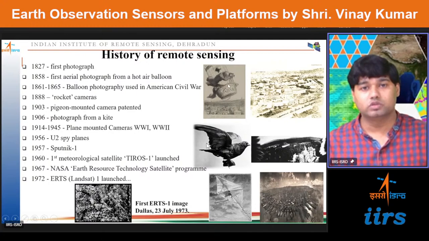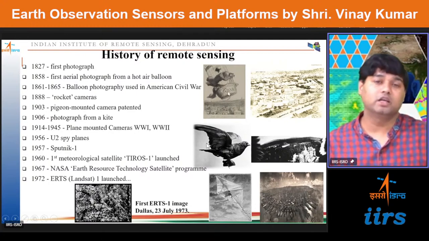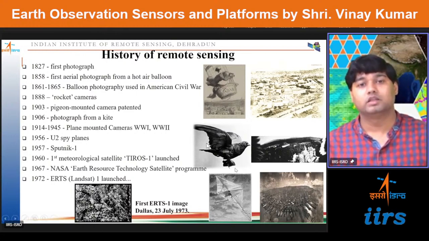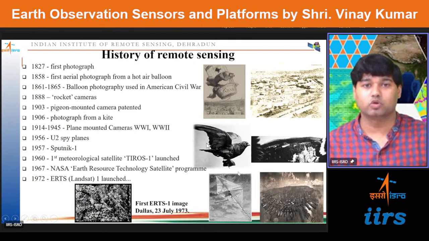Nowadays, we are using hot air balloon and kite photography also. But what is the limitation of these photographies? When there is wind, they get a little disturbed. So your photographs may appear a little distorted because of the wind.